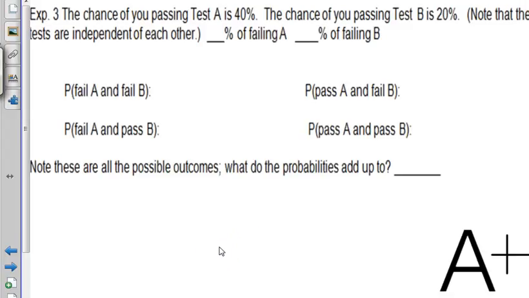All right, this is confusing. It says the chance of you passing test A is 40%. Chance you pass test B is 20%. Note that they are independent of each other. So what's the probability that you fail test A? Everybody good with that? Okay, fail test B. If these are independent and don't affect each other at all, we can find these just by multiplying the probabilities. So what's the probability you fail A and fail B?